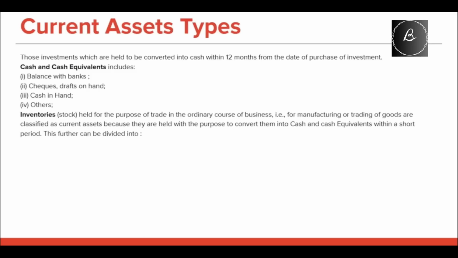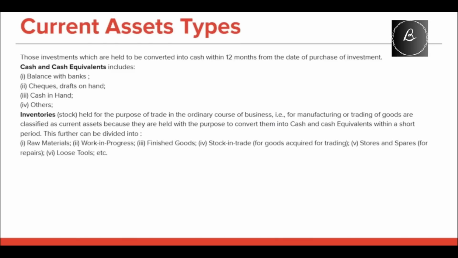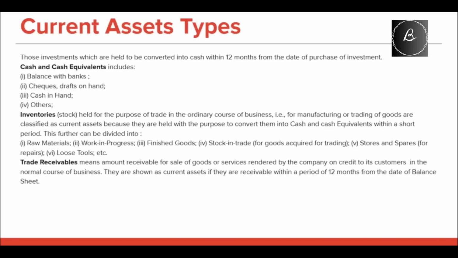Inventories or stock held for the purpose of trade in the ordinary course of business, that is, for manufacturing or trading of goods, are classified as current assets because they are held with the purpose to convert them into cash and cash equivalents within a short period. They can further be divided into 1. Raw materials, 2. Work in progress, 3. Finished goods, 4. Stock in trade, for the goods acquired for trading, 5. Stores and spares, for repairs, 6. Loose tools, etc.